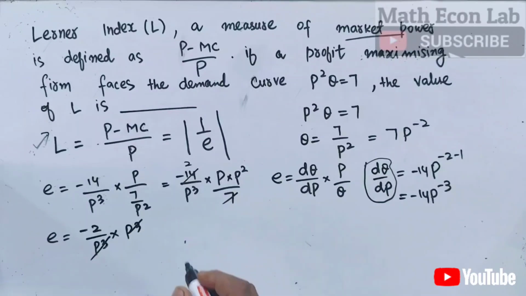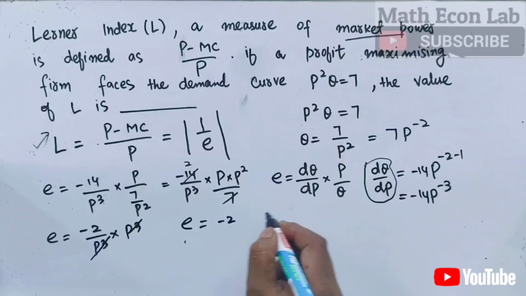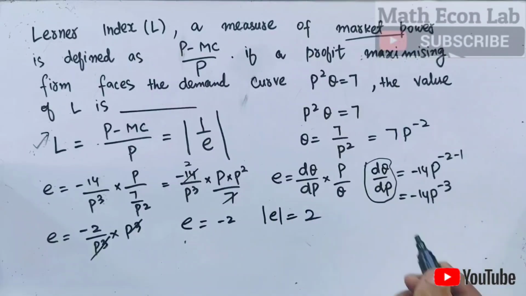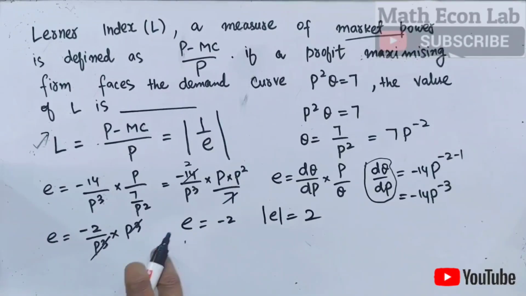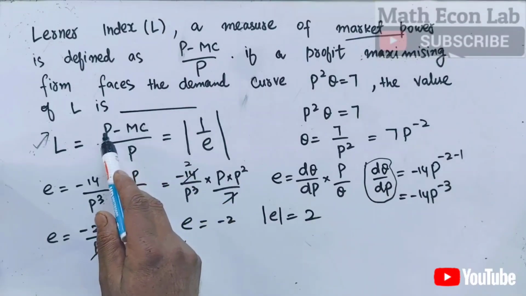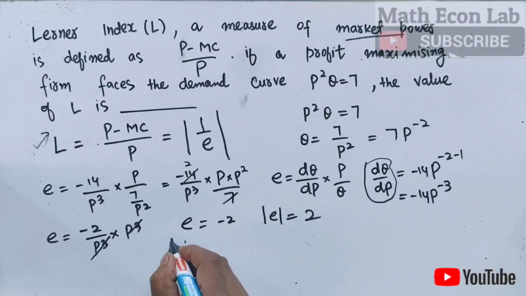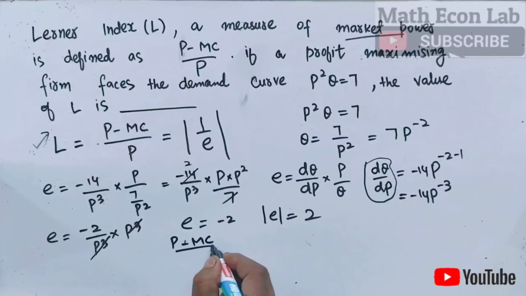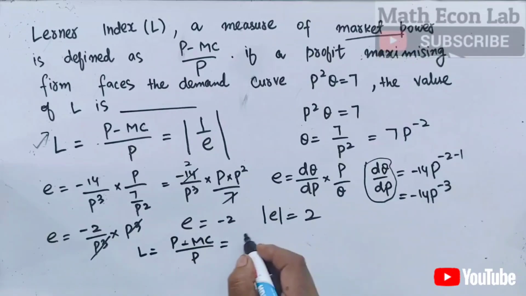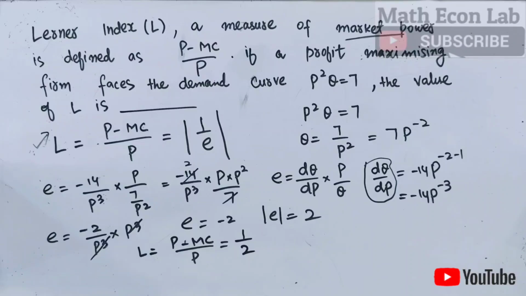This gets cancelled, so elasticity of demand is minus 2, and the absolute value of elasticity of demand is 2. Having said that, we have this relationship: (price minus marginal cost) upon price is equal to 1 divided by elasticity of demand, which is 2. So 1 upon 2 is equal to 0.5.